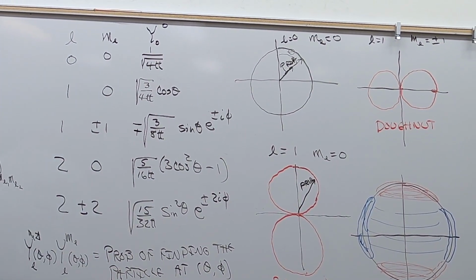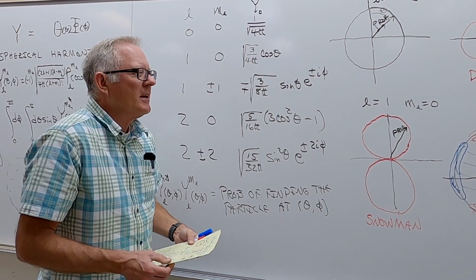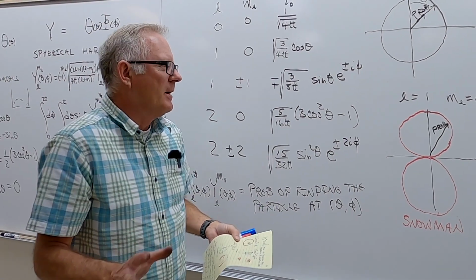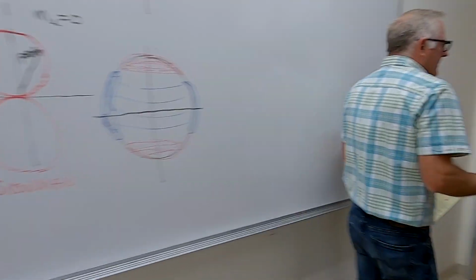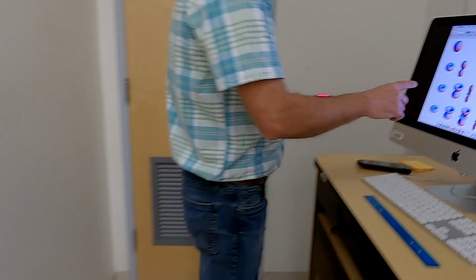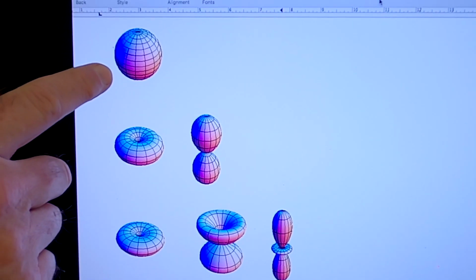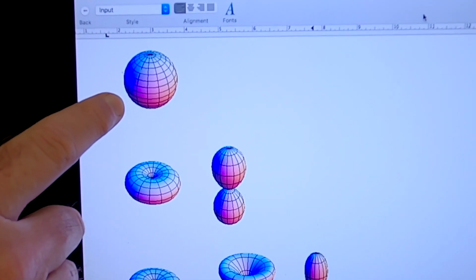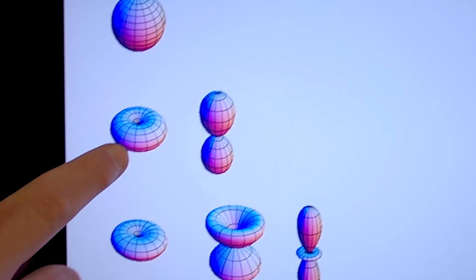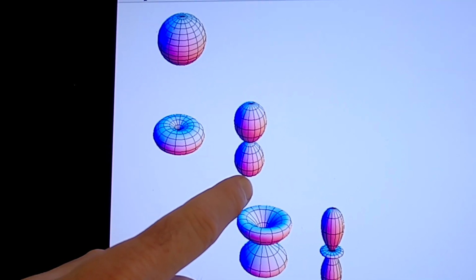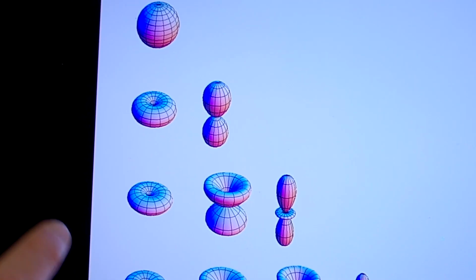If you go into Canvas, there's something called Spherical Harmonics Lab, and it's going to show you a lot of pictures. If we come around here, here is some of our pictures. This was that first one, the L equals 0, m sub l equals 0. That was our sphere. Here is our donut and our snowman. There would be 2 donuts, but I'm only showing you the plus ones. Remember, there's a minus one over here.